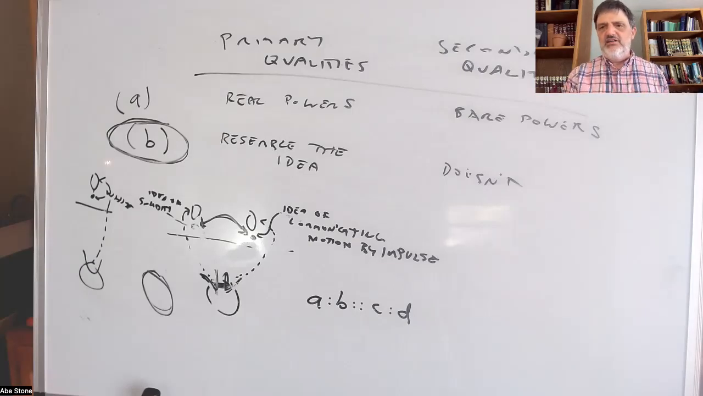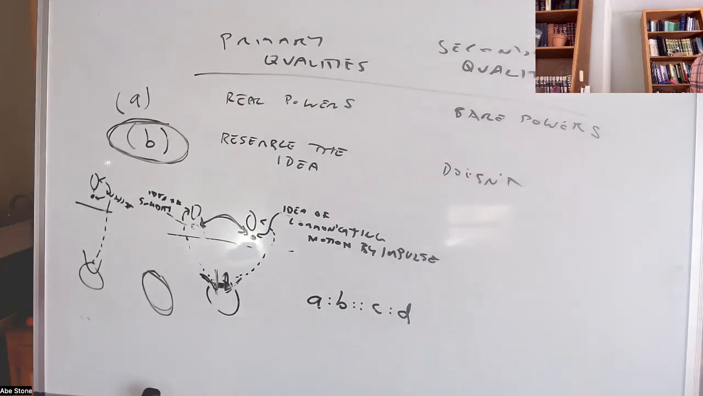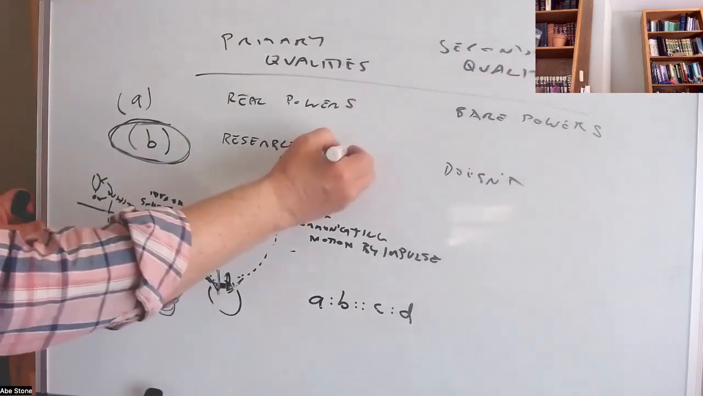See, there's some things in the chat I missed too. What does primary quality, B say? Oh, and someone answered, resemble the idea. Right, primary qualities resemble the idea. Should have made it consistently plural: resemble their ideas.